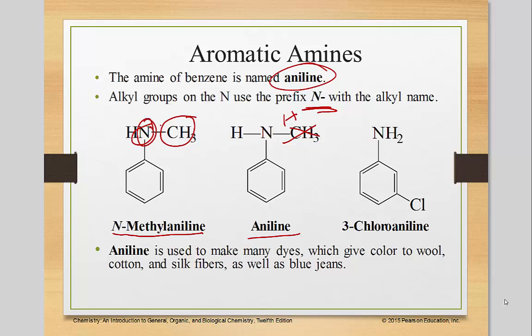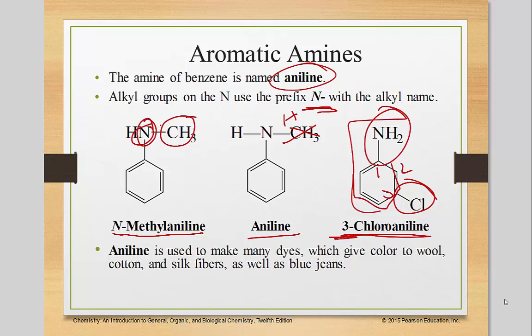Here, when it's coming right off the benzene ring, they tell you what number it is. So this chlorine here is on the 3rd carbon. 1, 2, 3. You start at the nitrogen. So 3-chloroaniline, because this portion right here is aniline.